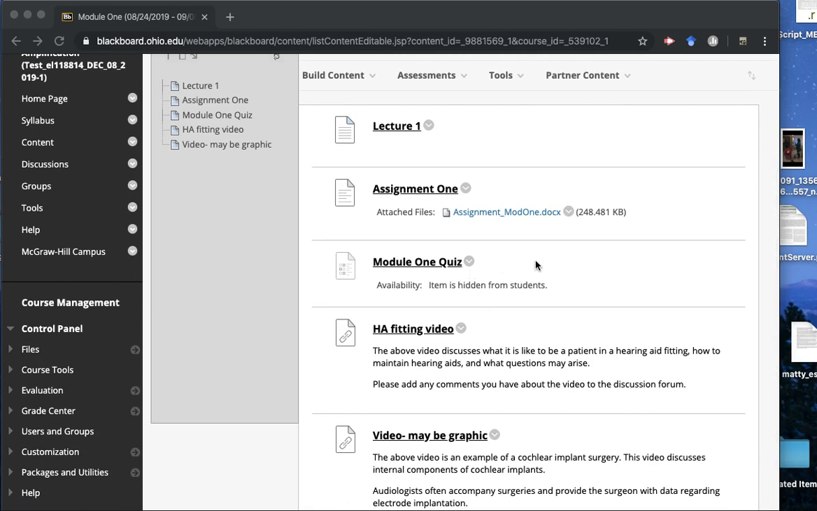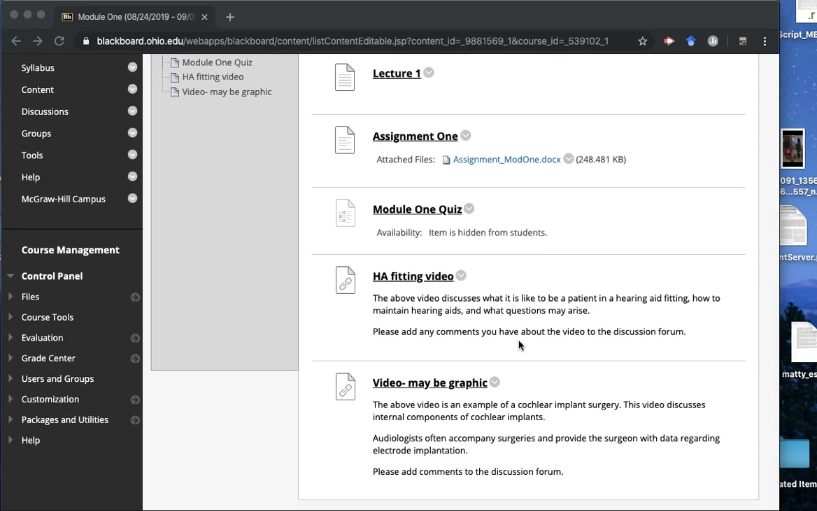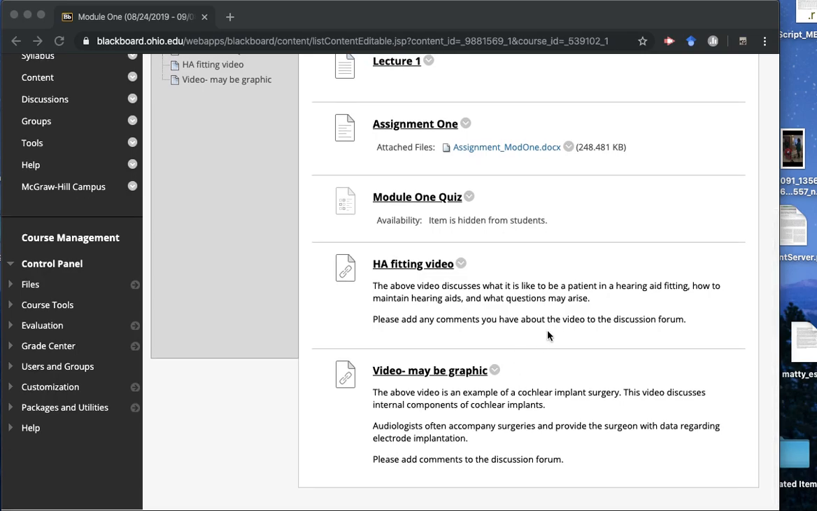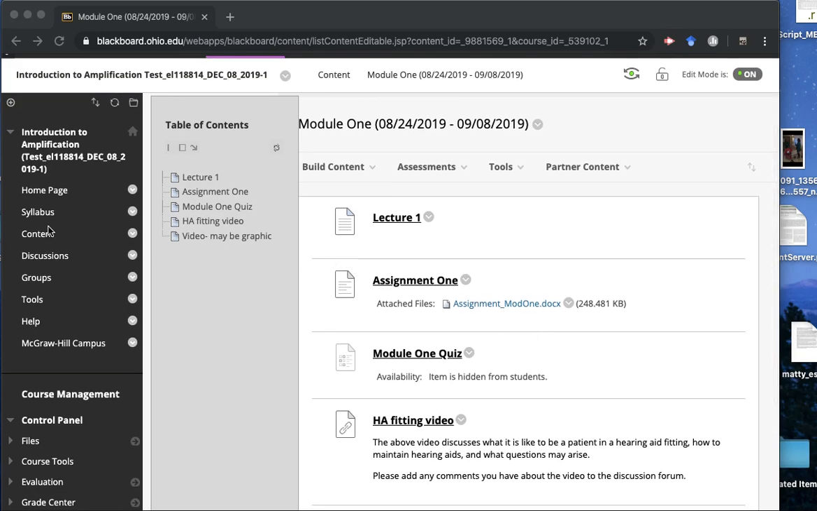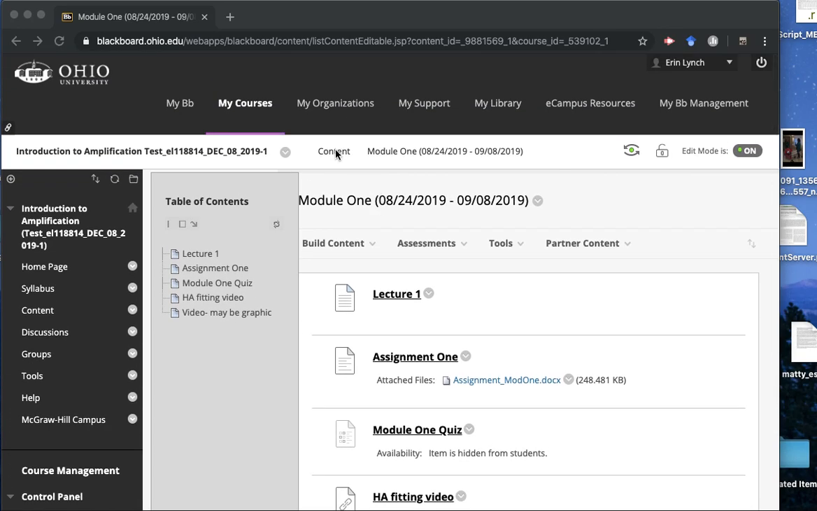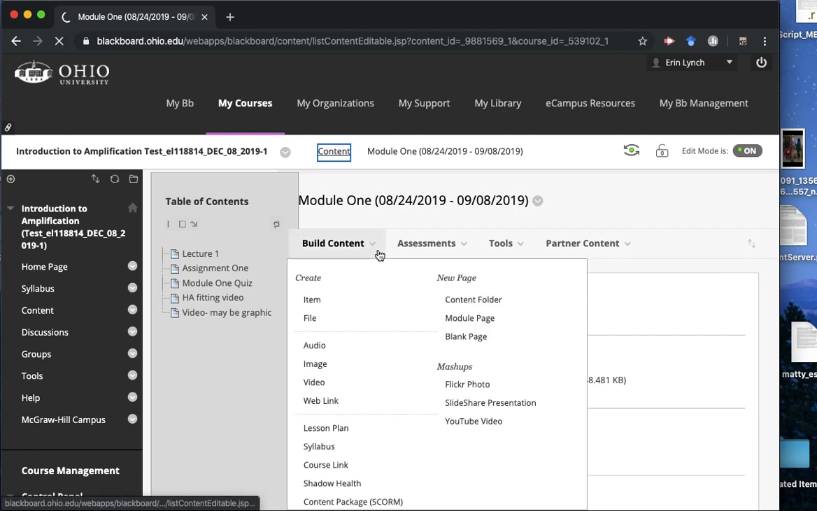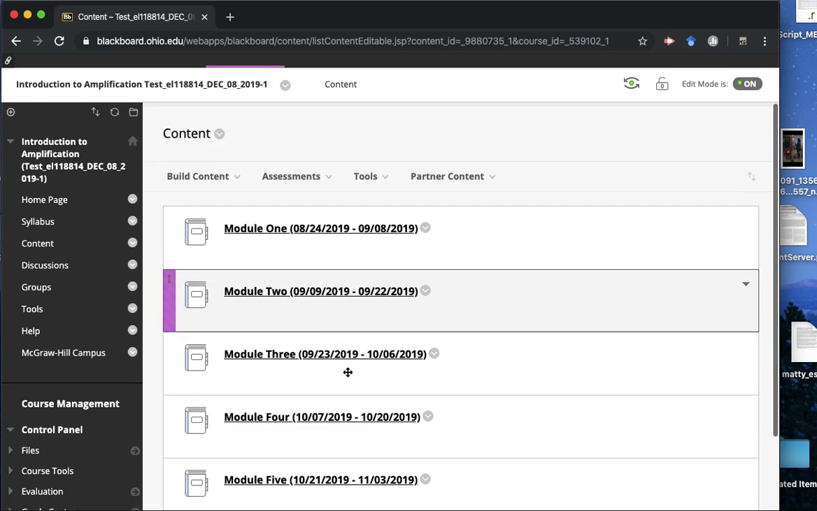There's also a Module 1 quiz, as well as a hearing aid fitting video and a cochlear implant surgery video that has been identified as potentially graphic for students who would not be interested in watching it. When we go back to the rest of the content, I also developed Modules 2 and 3.